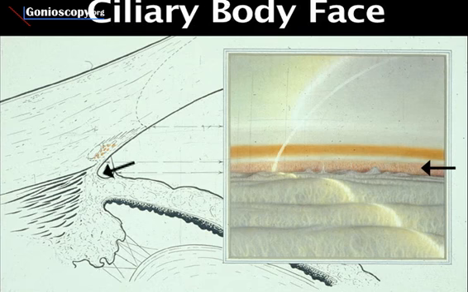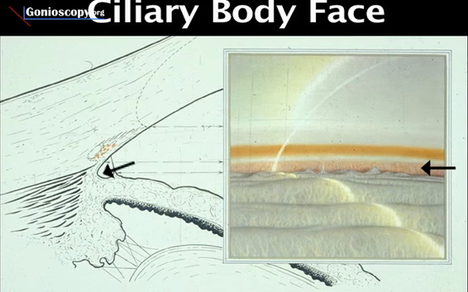The next structure is the ciliary body face. The ciliary body face is visible in angles that are relatively deep, but is not visible in all angles. Some patients who are hyperopic will have the insertion of the iris right at the scleral spur.